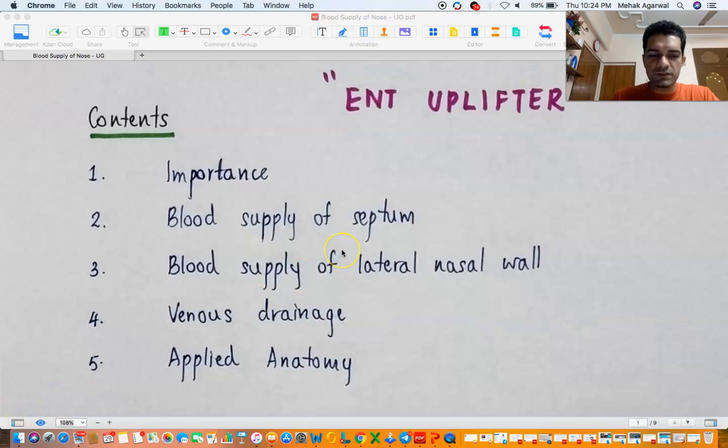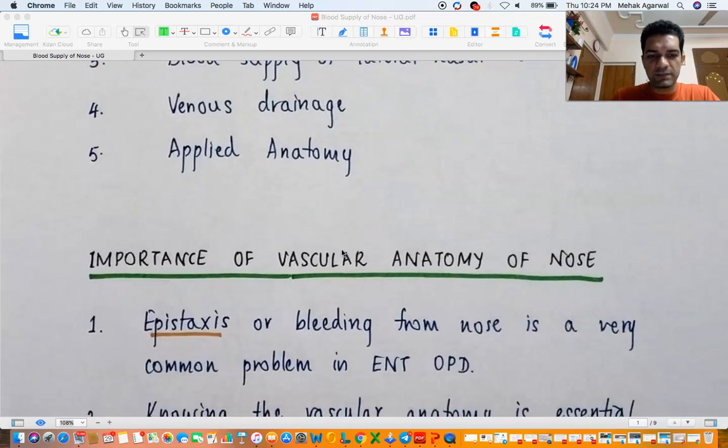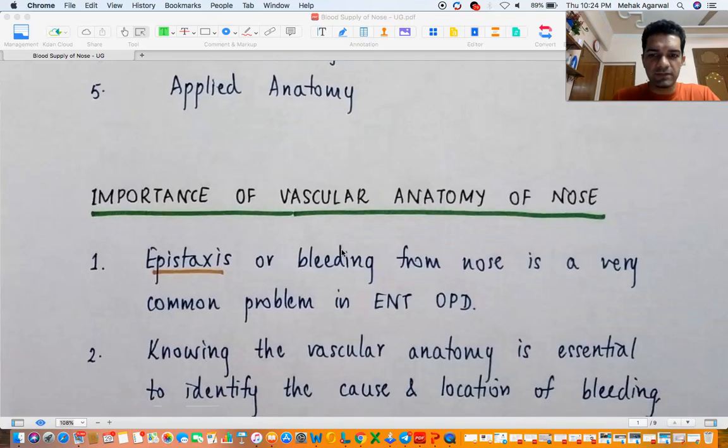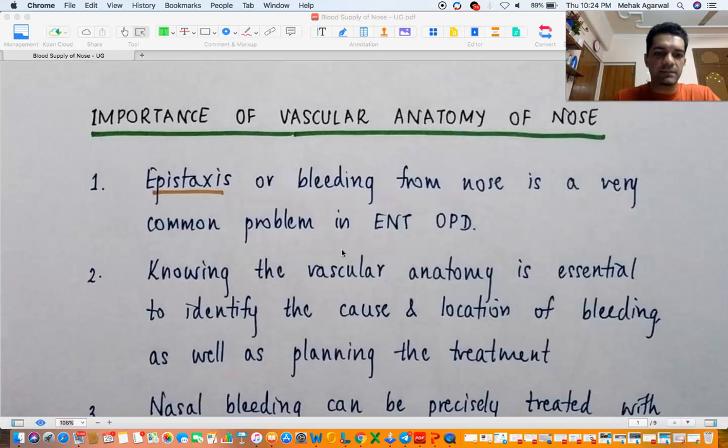So blood supply of the nose is an important topic at an undergraduate level. And why is it important? It's because epistaxis, or bleeding from the nose, is a very common problem in ENT OPD. We frequently get patients who are young adults or kids who frequently pick their nose and come with nose bleeding. We also find a lot of patients who are elderly or middle-aged who come with epistaxis due to blood pressure and other things. So it's a very common thing and you need to know the vascular anatomy of the nose to adequately control it.